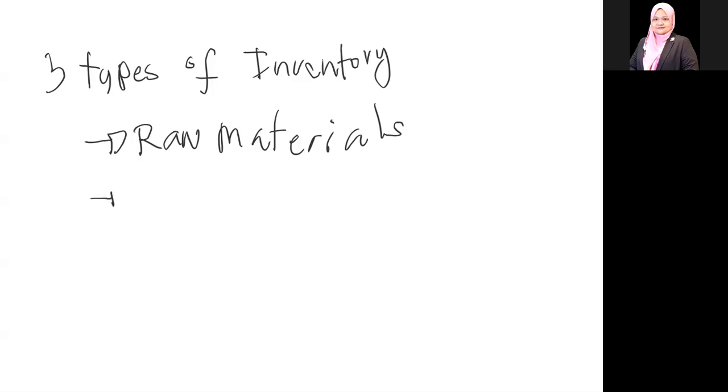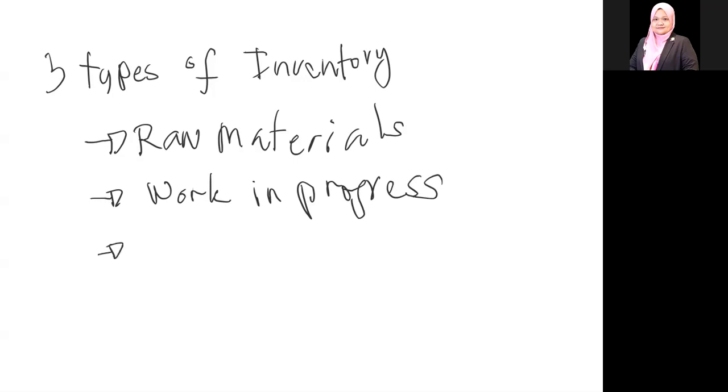All right, so work in progress. It's a product which is not yet finished. It's not raw materials, but it's a product which is not yet finished. So we call it work in progress. An example of work in progress is a computer chip. Okay, and the last one is finished goods.